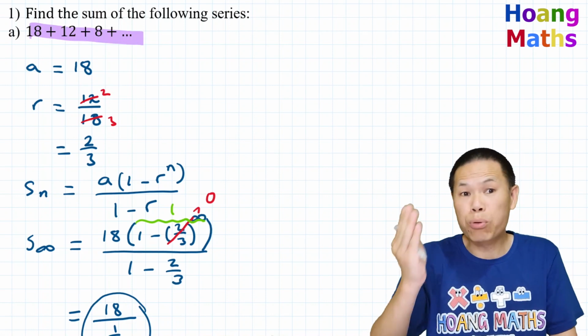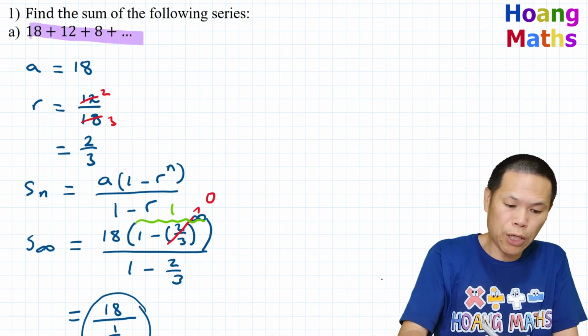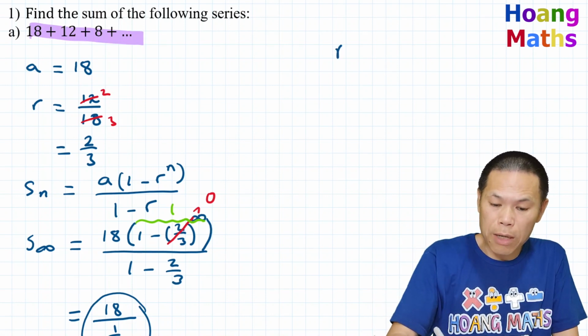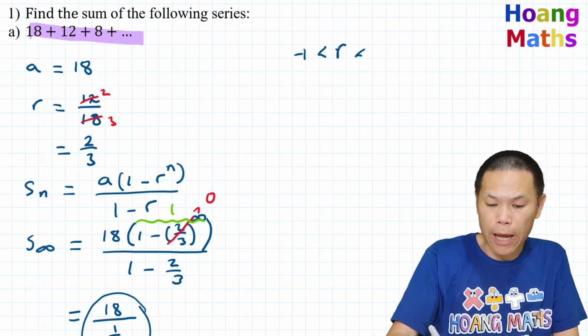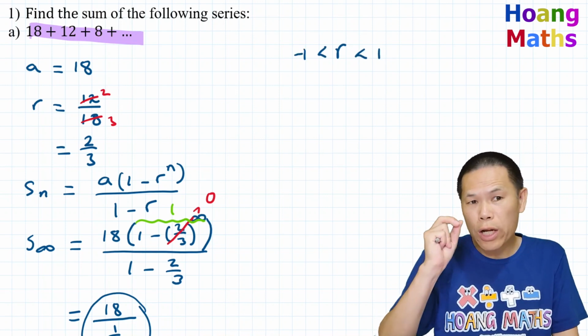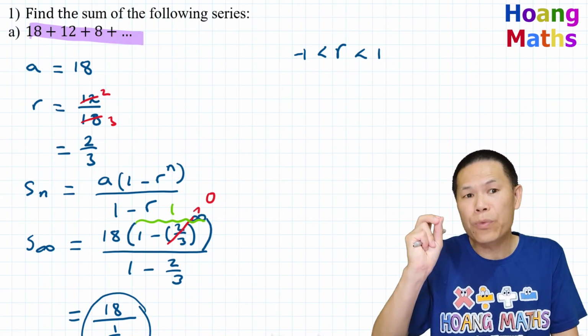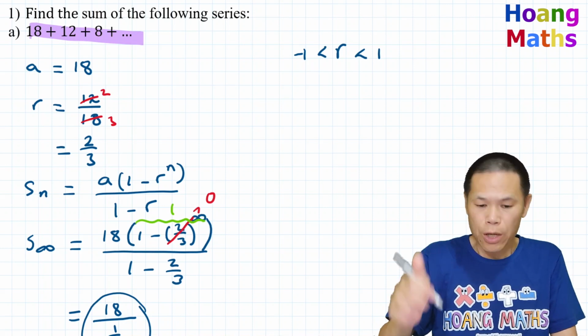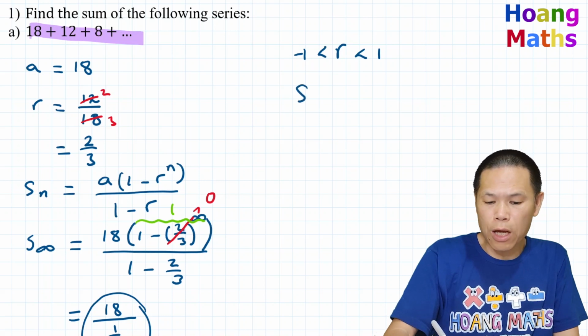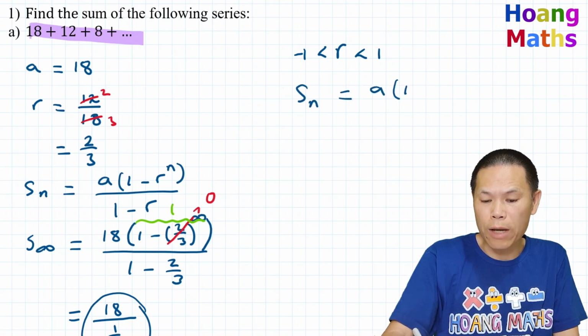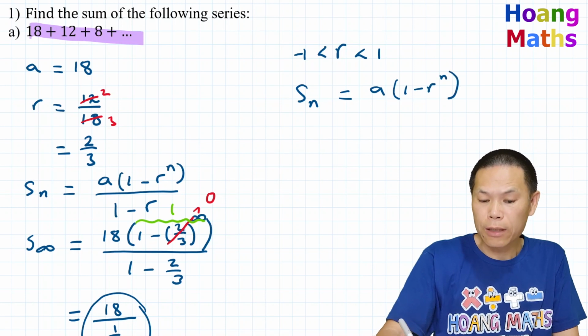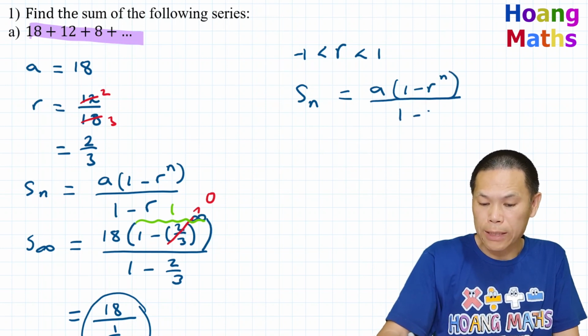To find the limiting sum, we need to know that the series must be approaching 0. In other words, R must be between -1 and 1. So for the limiting sum to exist, R must be between -1 and 1. Keep that in mind for me. We need to use this formula, of course. S of n is A times 1 minus R to the power of n, over 1 minus R.